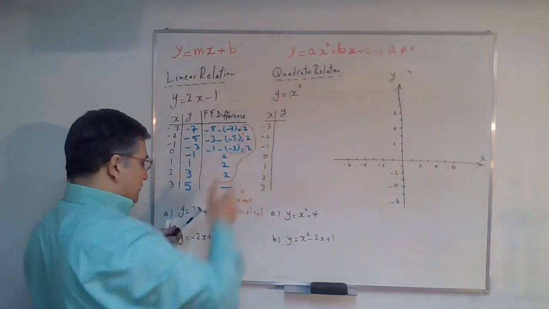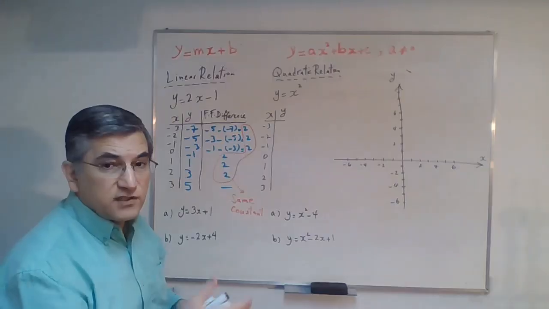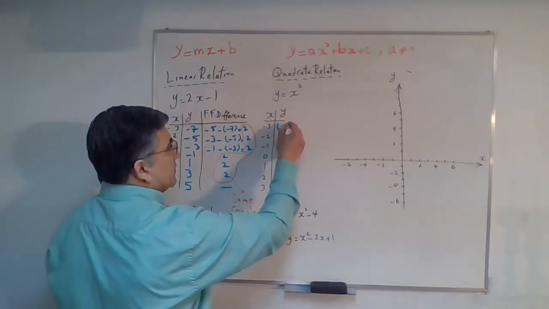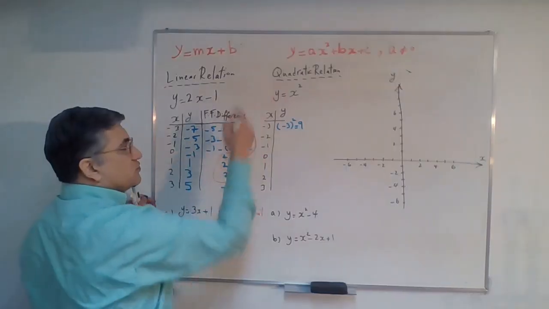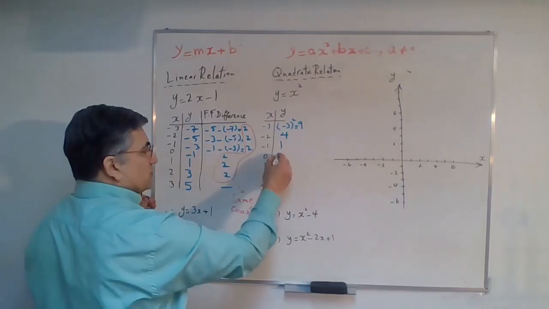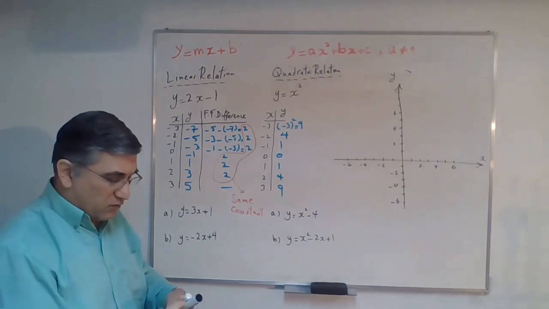If you raise negative 3 to the power of 2, you will end up with positive 9, because negative 3 times negative 3 is equal to, actually, negative 3 squared is equal to 9. Negative 2 squared would be 4. Negative 1 squared would be 1. 0 squared, 0, 1, 4, 9. So this is how you calculate the values of y.